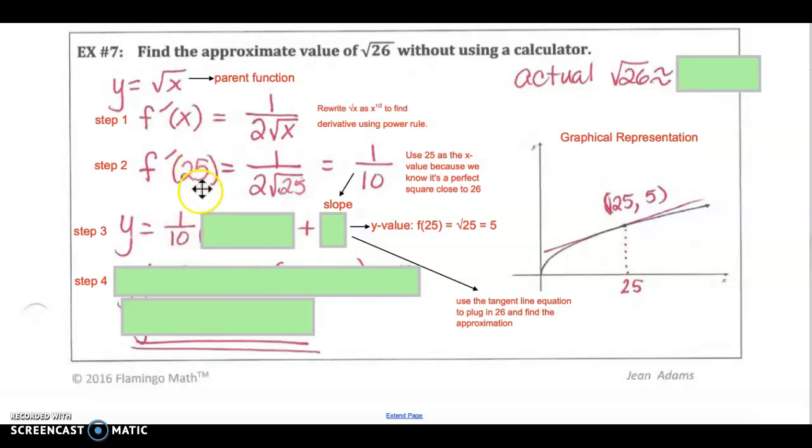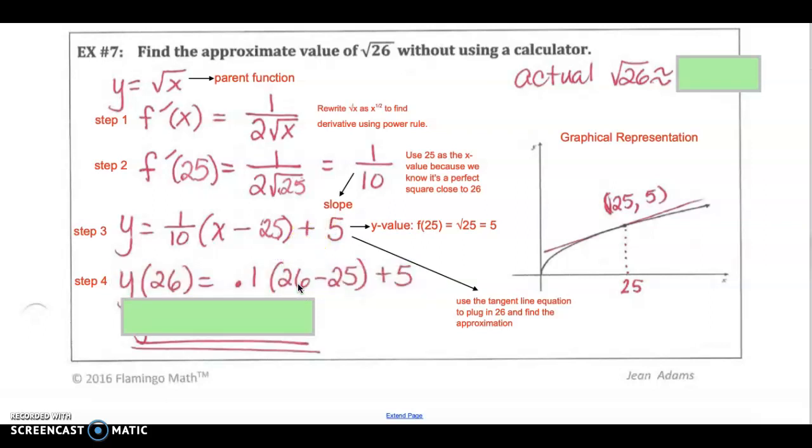We know our x value is 25, so that would go there. And to find that y value, we're plugging in 25 to the original equation, the parent function. So the square root of 25 is 5. So here's our tangent line. And we want to use that tangent line to approximate the value when x is 26. So we plug in 26 for x, and we get 1/10, or 0.1, times 26 minus 25, plus 5. 26 minus 25 is 1. That gives us 0.1 plus 5, which is 5.1. So that is the approximation.